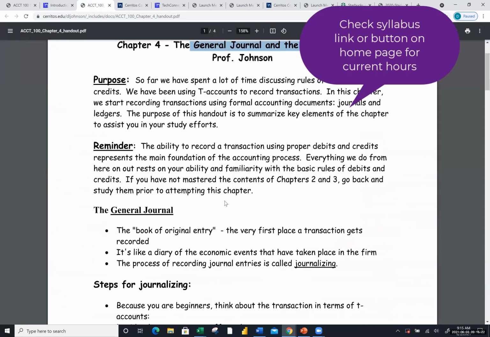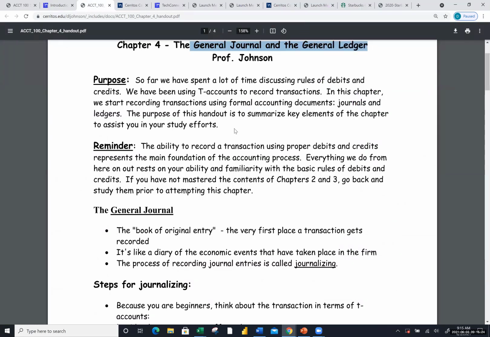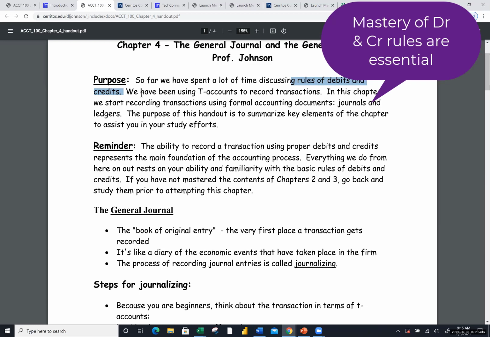So back to this handout. Today, we're going to transition. We're still talking about rules of debits and credits. That's why it's very important that you've mastered those by now. If you haven't, you cannot move on. You have to go back and do some more work in chapter 3. For those of you that did not do the chapter 3 homework, you got to go back and practice prior to learning about chapter 4.